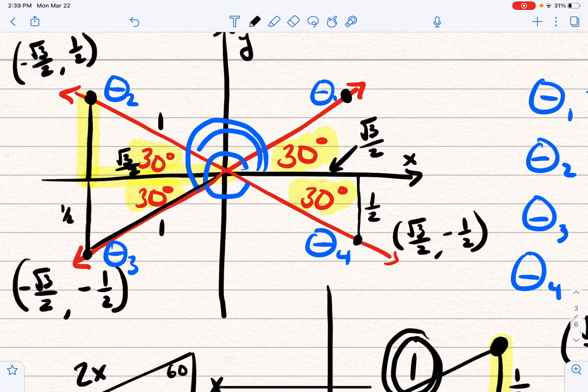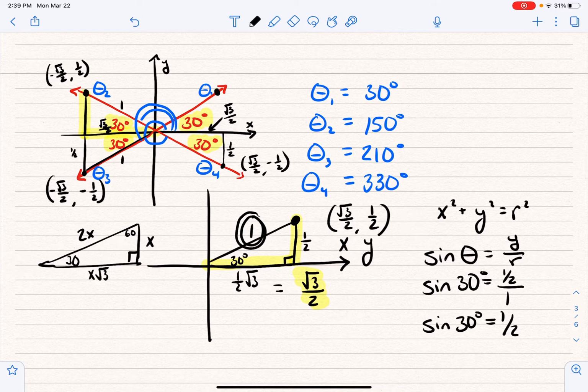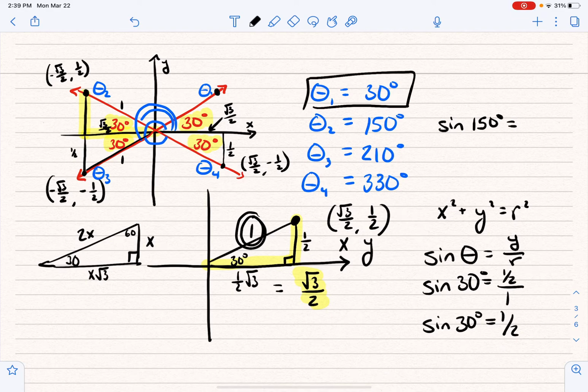So that means that I could find not only the sine of 30 degrees, but I could find the sine of 150. Because the sine of 150 is going to be just like the sine of 30 degrees, but maybe the sign, the positive or negativeness of it changed. So what's the sine of 150? Well, it's going to be y over r. The y value is right here, 1/2.